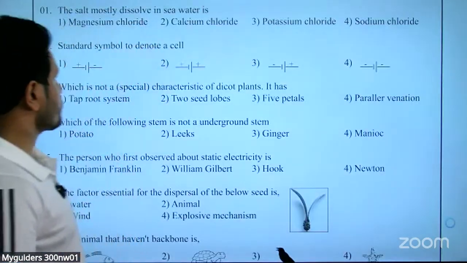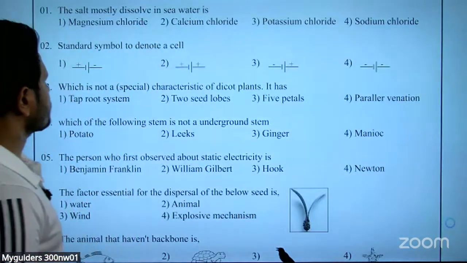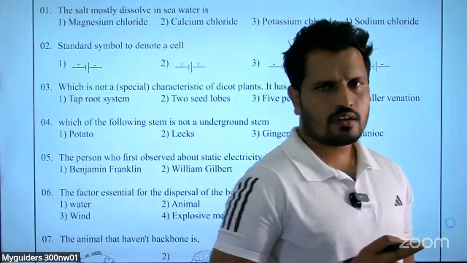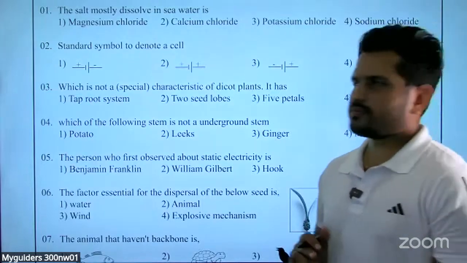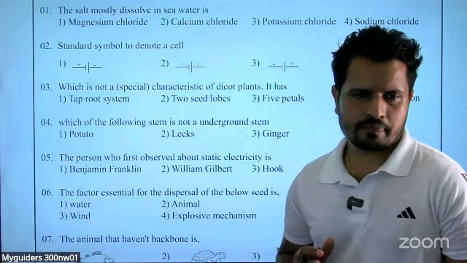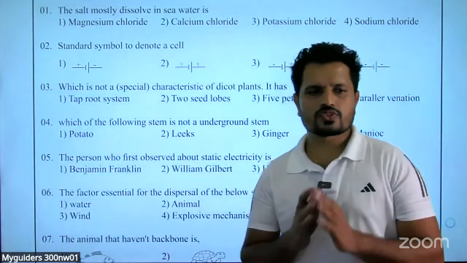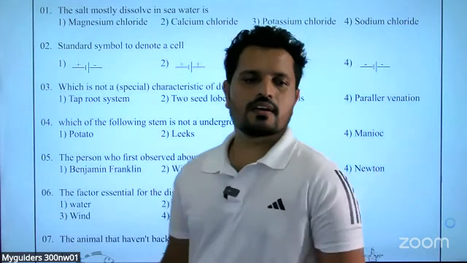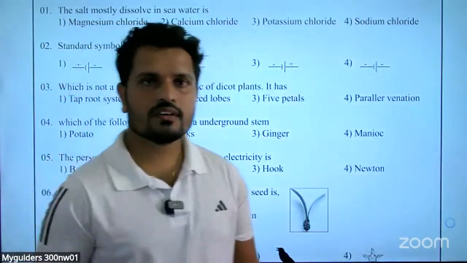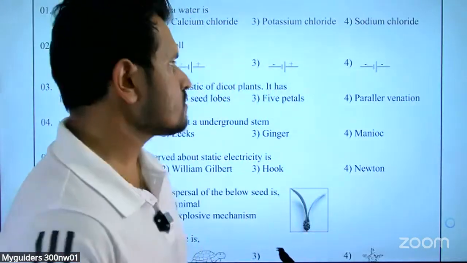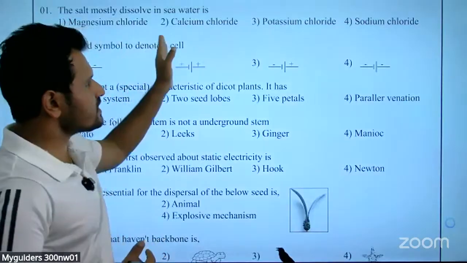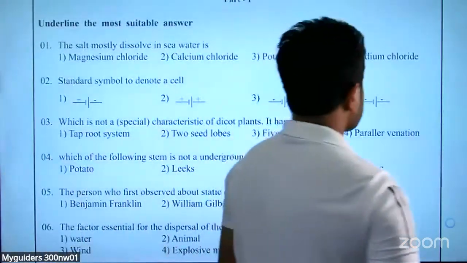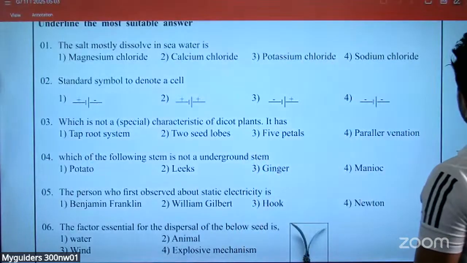Right, now look at the first question. The first question is about water. The salt mostly dissolved in seawater. Mostly dissolved means we have several salts which dissolve in seawater. So seawater is a kind of mixture, right?